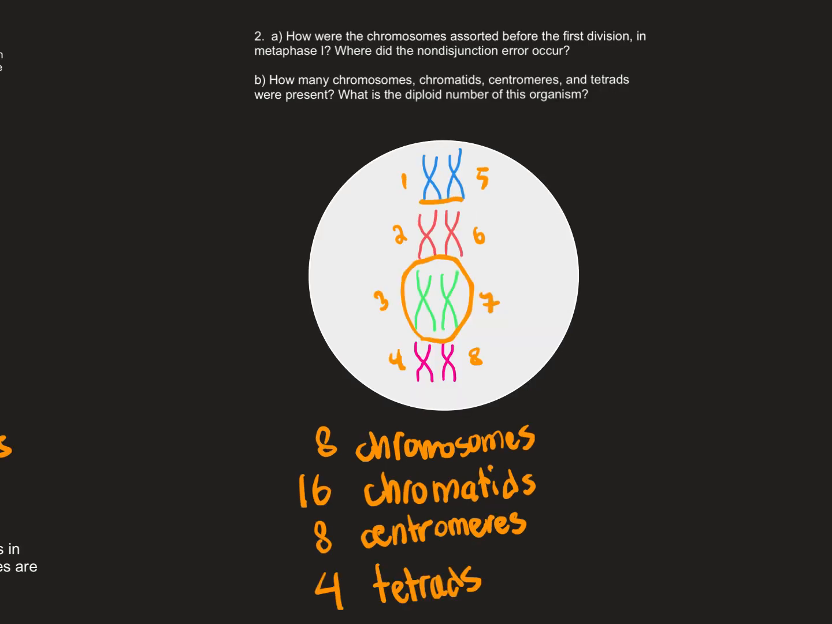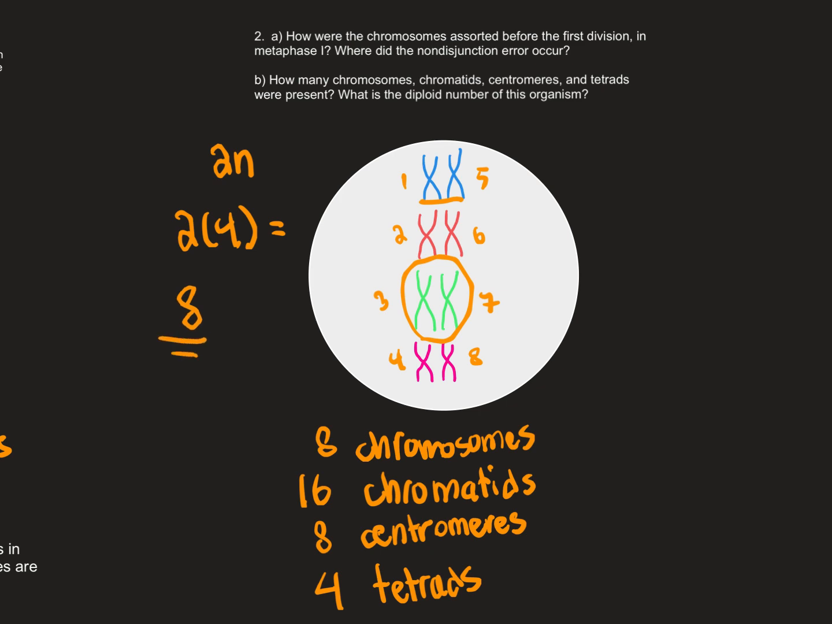And finally, we're asked, what is the diploid number of this organism? Well, we know a diploid organism has 2N chromosomes, where N is the number of different chromosomes. So we see 1, 2, 3, 4 kinds of chromosomes here. 2 times 4 gives us 8 as our diploid number for this organism.